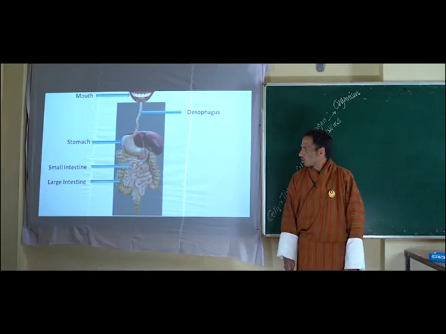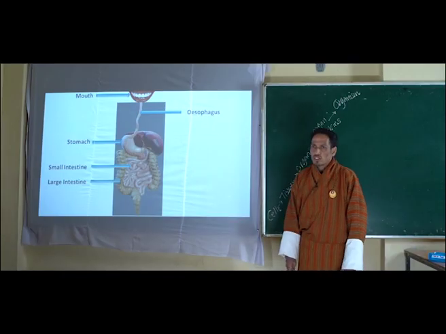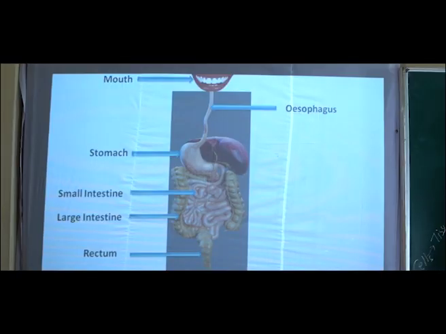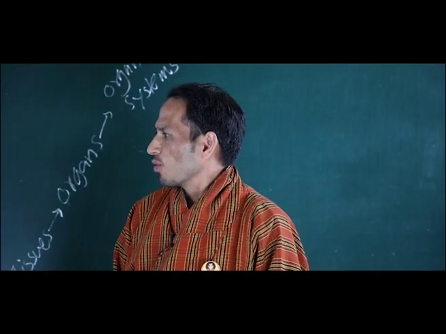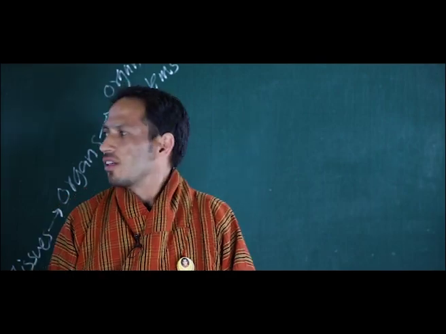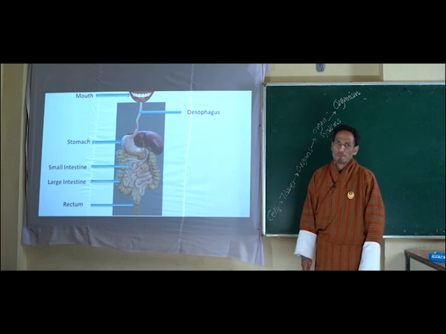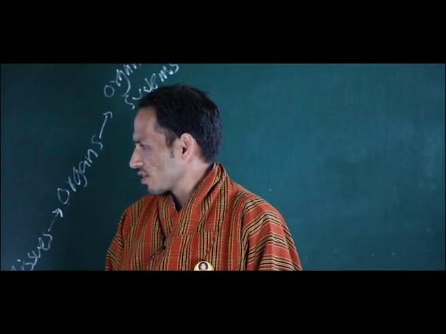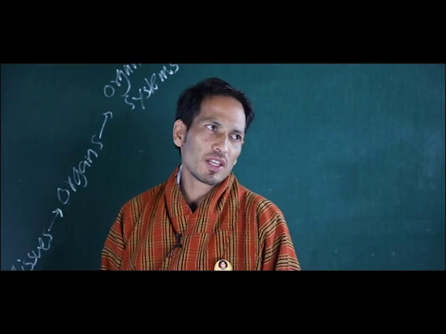Then the undigested food moves to the large intestine. In the large intestine, the water is reabsorbed, even the vitamins are reabsorbed, and the undigested food is stored for some time. And finally, the undigested food moves to the rectum. And when it moves to the rectum, it is called as feces. And once the feces reaches the rectum, then we feel like visiting the toilet. Then finally, the feces, or commonly called stool, is removed out from our body through the opening called anus.